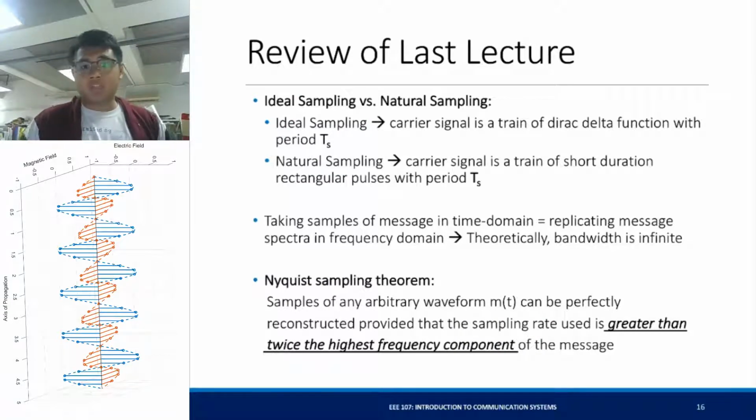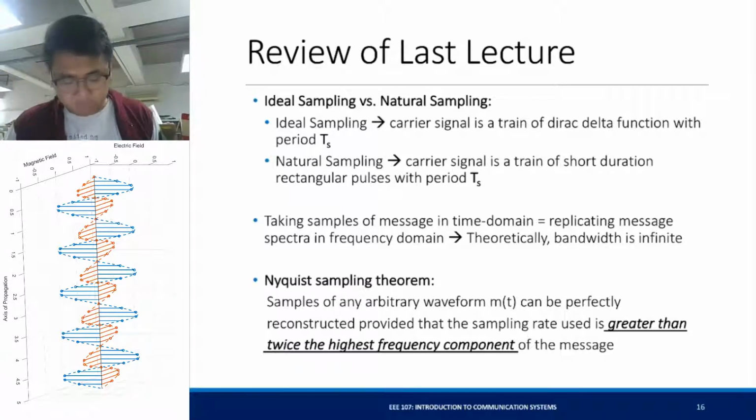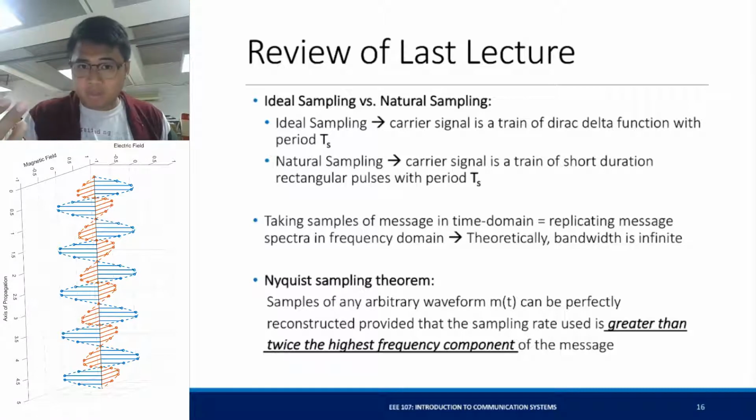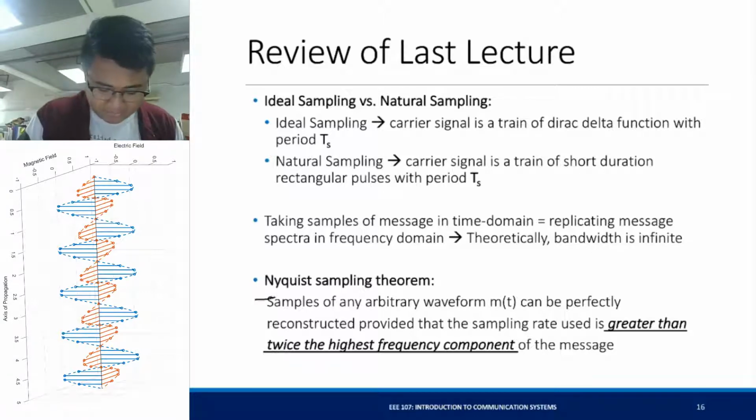In the previous lecture, we talked about the ideal sampling and the natural sampling schemes. In ideal sampling, we have an impulse train that we use for sampling, but in reality, we can't really implement that. So we use something close to that, which is a rectangular pulse. We use it for natural sampling, and in effect, both of them create aliases of the signal in different parts of the frequency spectrum. We need to sample the signal at more than twice the highest frequency content of the signal, and that's your Nyquist sampling theorem right here.